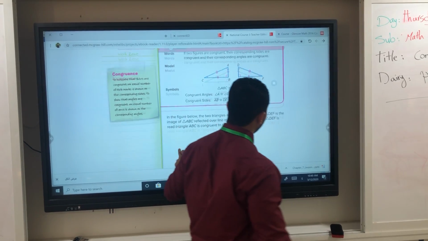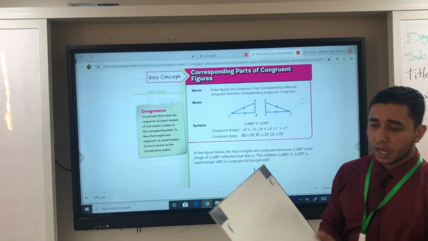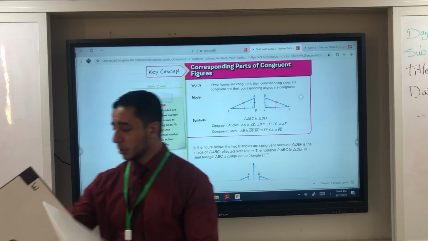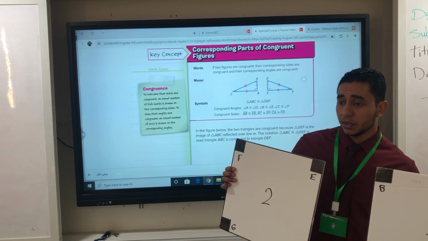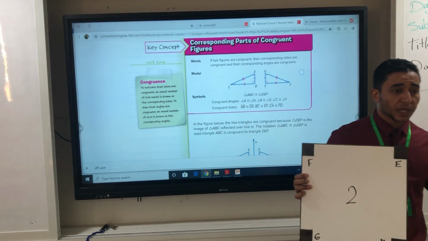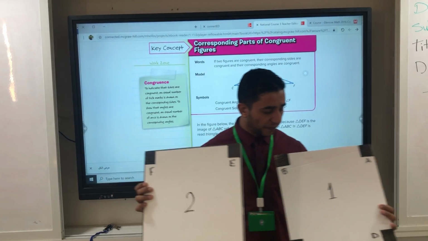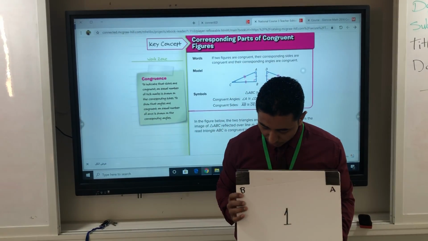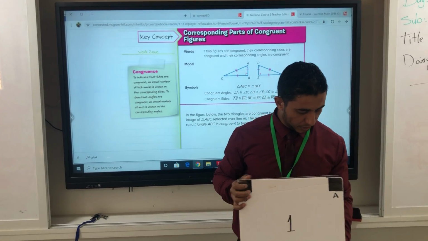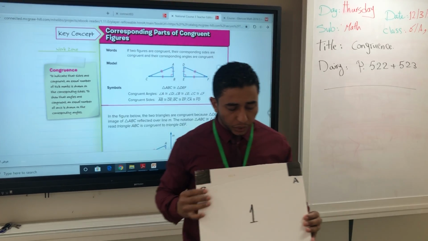I'm going to start with these two models I made by myself. These two models are congruent. Congruent means they have the same shape and the same size, as you can see. If I put the first model up here, they are the same.